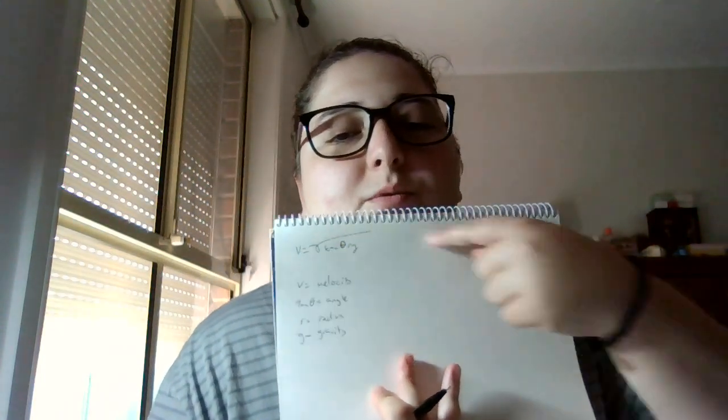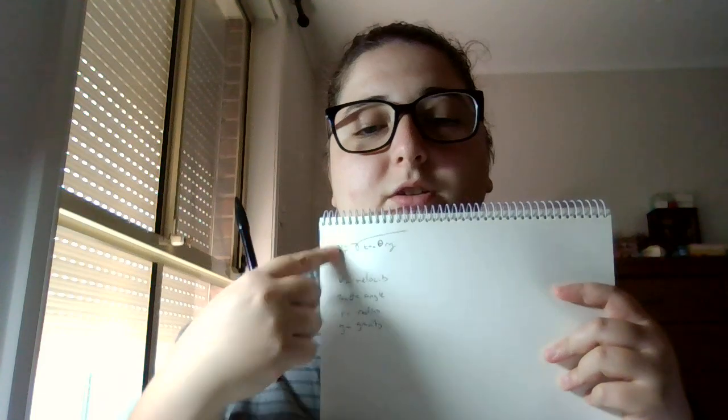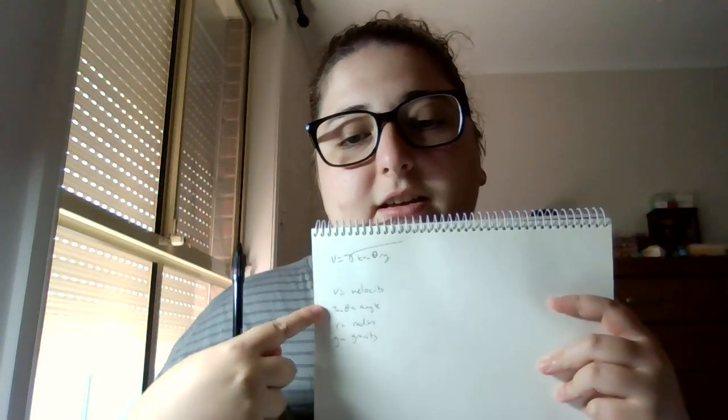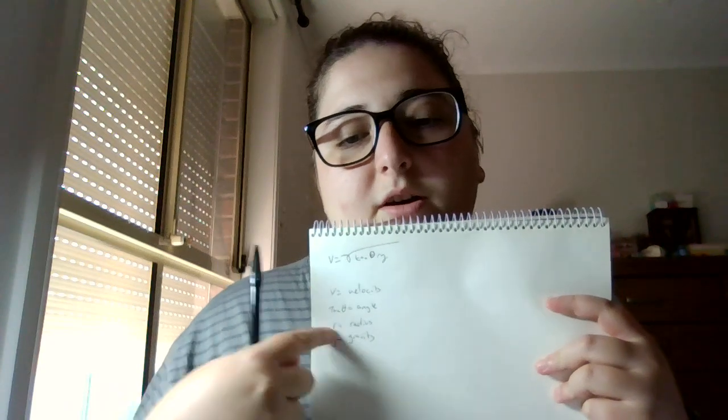That's a square root symbol. Yes, I know my handwriting is terrible. So v equals the square root of tan theta r g. V is velocity, tan theta is the angle, r is radius, and g is gravity. So we have that all together.